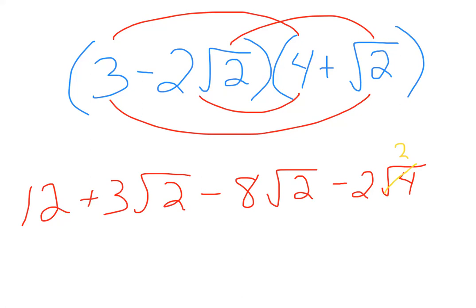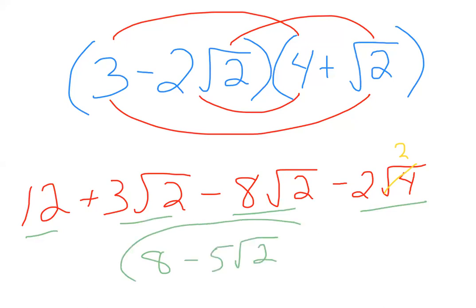So let's clean it up. I have 12 minus 4, which will give me 8. 3 minus 8 gives me 5 radical 2. Good luck. Hopefully this explained how to multiply.